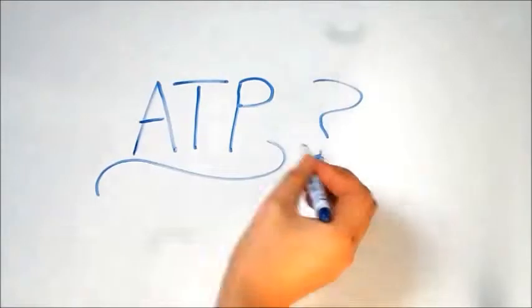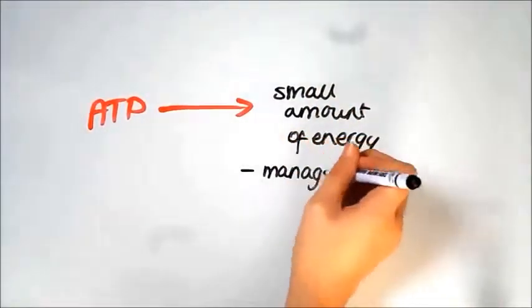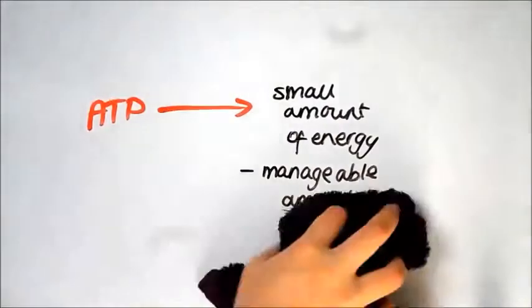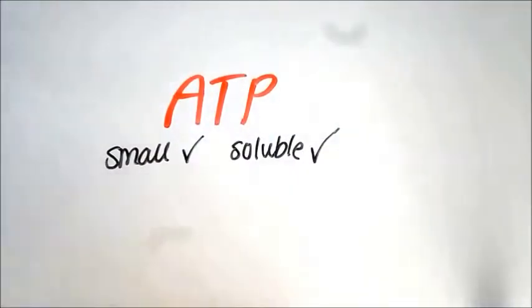But why do we use ATP? Why not another molecule with bonds? Well, it stores and releases only small packets of energy and so can be released in manageable amounts so no energy will be wasted. It's small, it's soluble, and so it's easily transported around the cell.